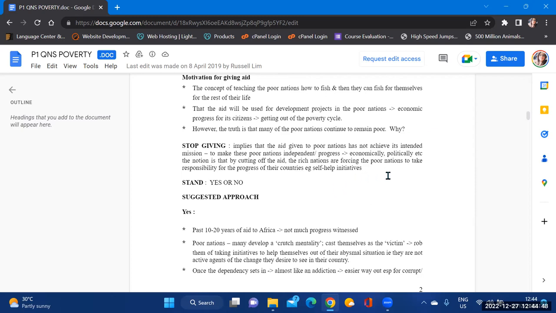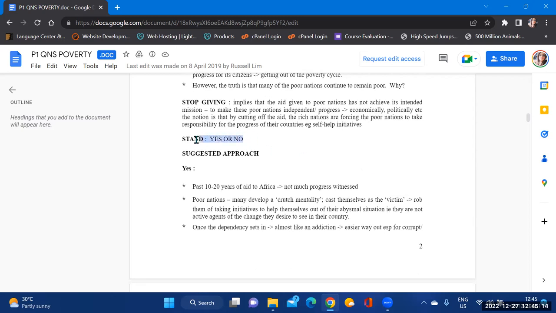Stop giving implies that the aid given to poor nations has not achieved its intended mission to make these poorer nations progress independently, economically and politically. The notion is that by cutting off the aid, the rich nations are forcing the poorer nations to take their own responsibility and accountability for the progress of their own countries through self-help initiatives. So for your stand, you should either agree with a yes or a no. Suggested approach.